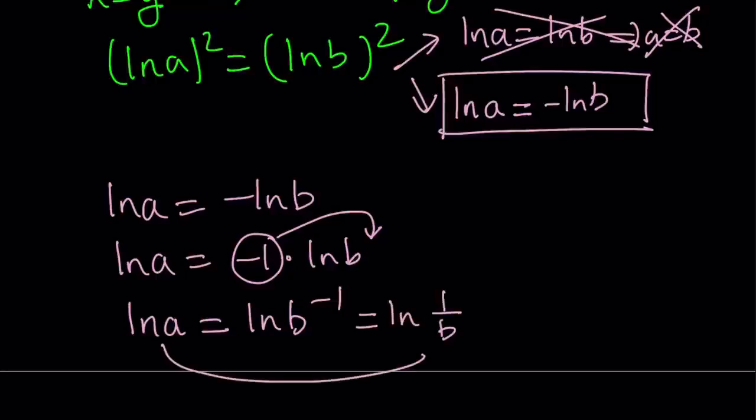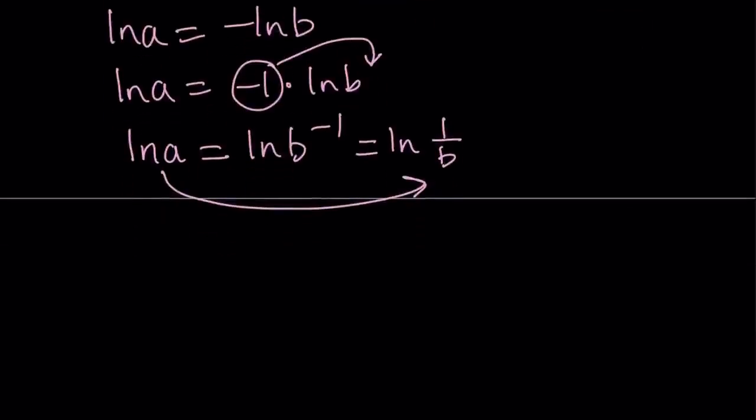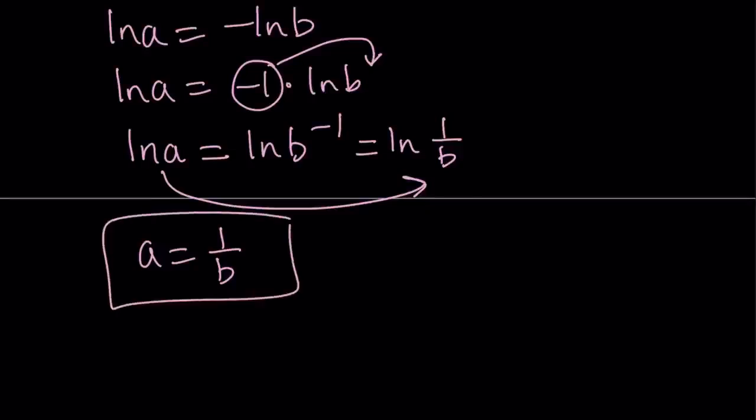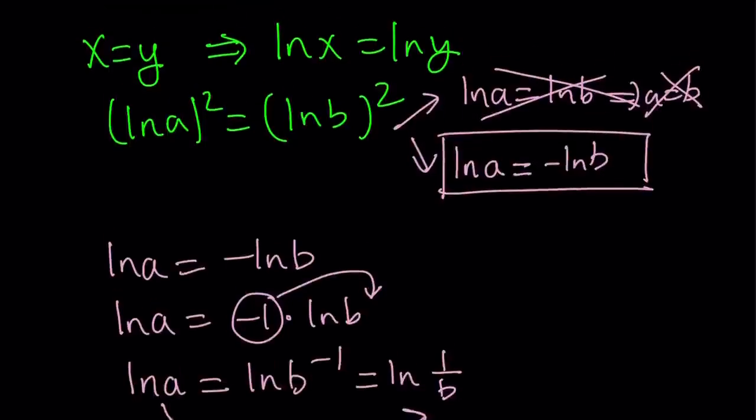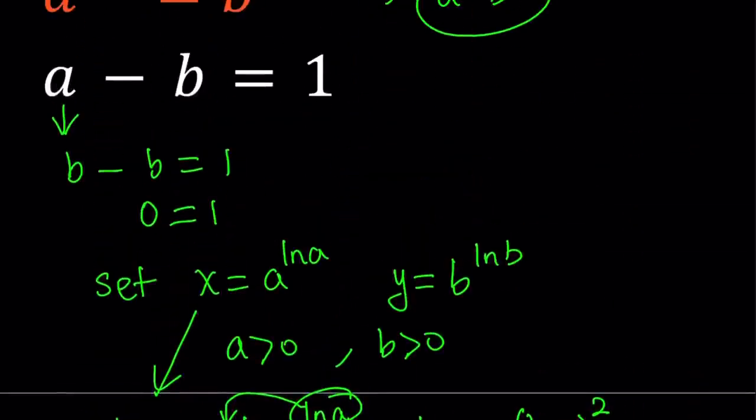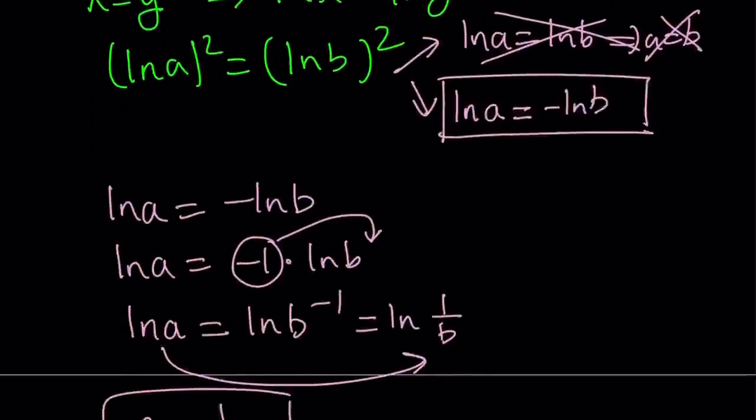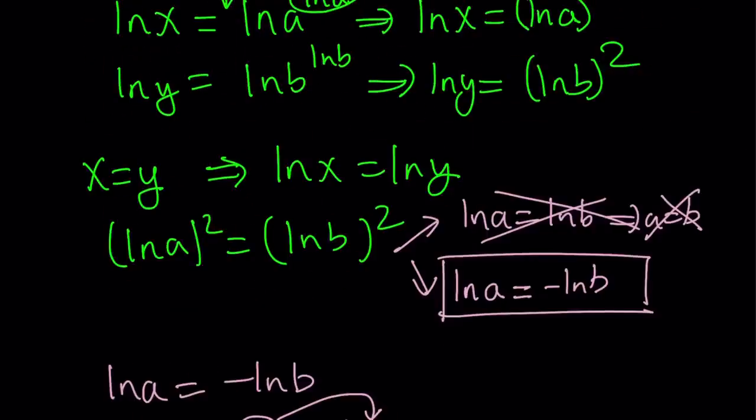So we got this result, ln a does not equal ln b, because that would imply a equals b. That's impossible. But ln a can equal ln 1 over b, which implies a is equal to 1 over b. Or you can also write this as a times b is equal to 1, right? Okay, so we got this result, but what is that supposed to mean? It means that we got an equation for a and b, and we also have another equation we can use, which is a minus b is equal to 1. We haven't used that yet. So let's go ahead and use it.